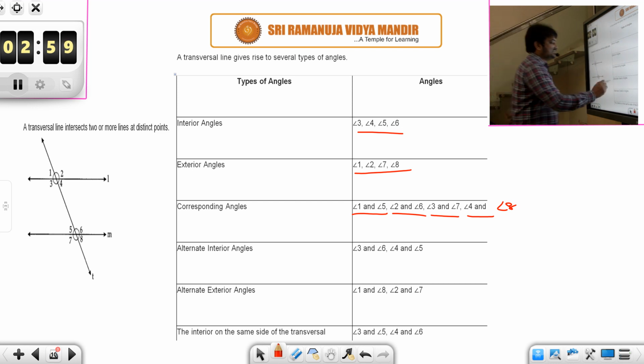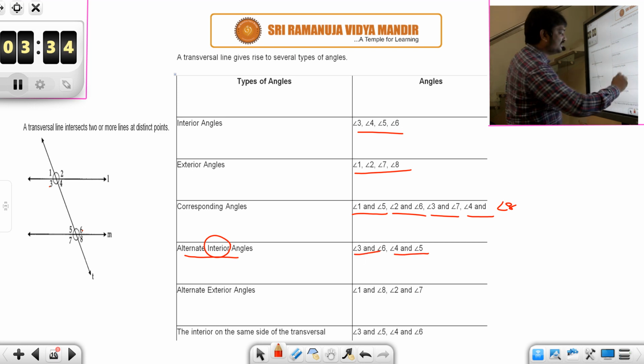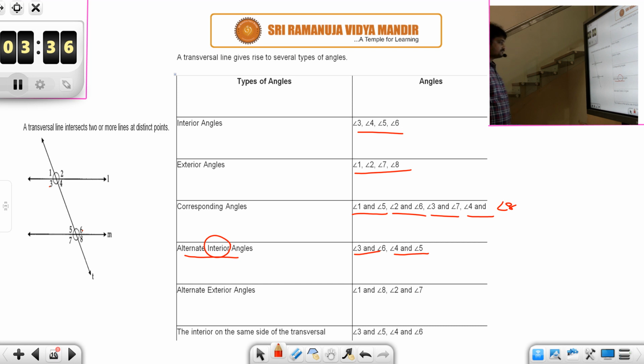And then alternate interior angles. We already know what interior angles are: the angles between the parallel lines. Now alternate means opposite sides of the transversal. So choose all the pairs which are on opposite sides of the transversal. You can clearly see that 3 and 6 are on opposite sides of the transversal. Out of these 4 interior angles, 3 and 6 are on opposite sides, and 4 and 5 are on opposite sides. So these make alternate interior angle pairs.